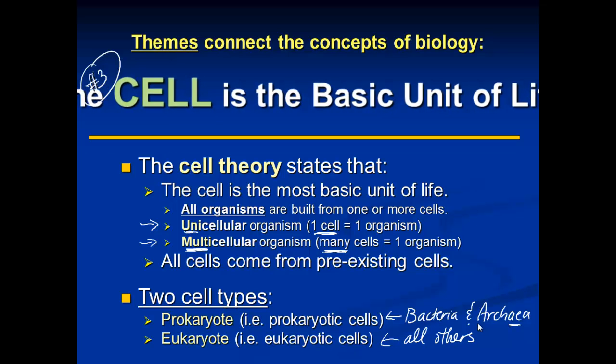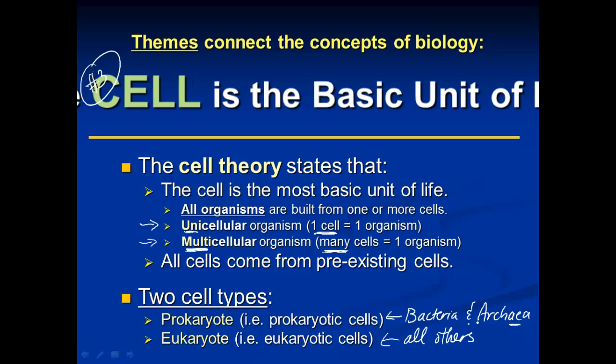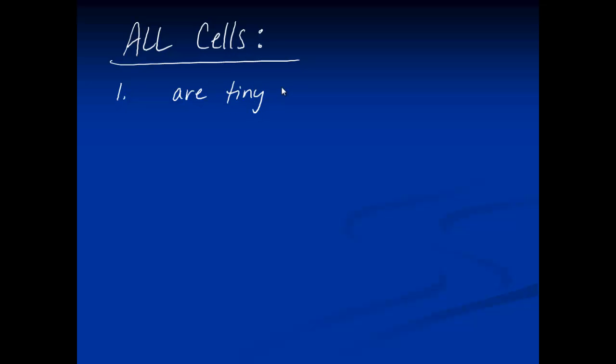So we're going to talk a bit more about these two different types of cells in a moment. But for now, I want to just really focus in on how all cells are similar, because regardless of if you're looking at a prokaryotic or a eukaryotic cell, we can say some things about them, some ways that they are very similar. So we can say that all cells are tiny compartments surrounded by a thin covering called a membrane.